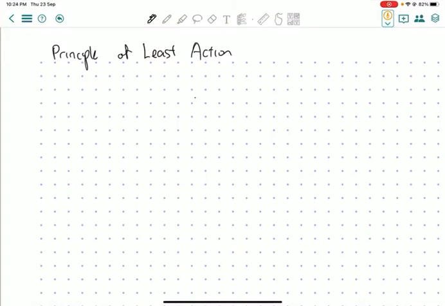Hello everyone, today we'll be talking about the principle of least action, or the stationary action principle, which I will discuss shortly, leads naturally to the Euler-Lagrange equation, with certain assumptions of course.